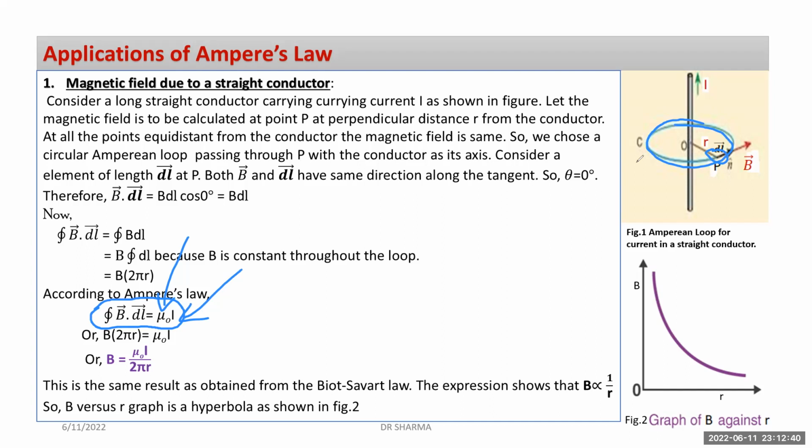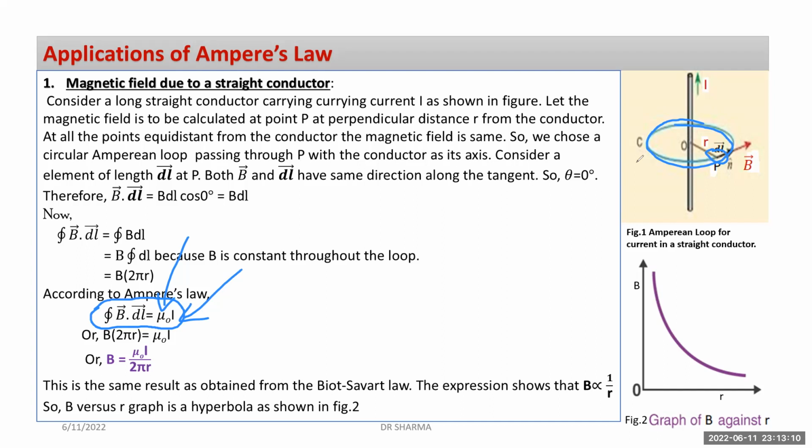In this case, the Amperian loop is the circle whose points are equidistant from the conductor. So magnetic field is constant throughout this circle. And the direction of magnetic field in this circle is along the tangent at any point considered. And the direction can be known by using right-hand thumb rule or right-hand screw rule.